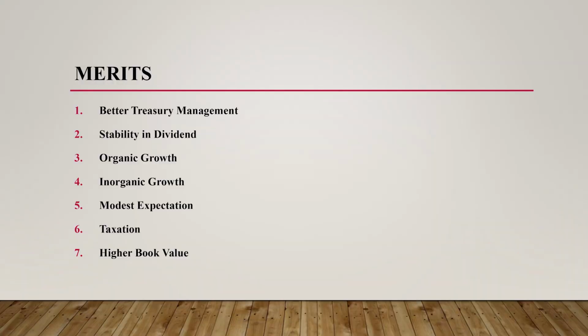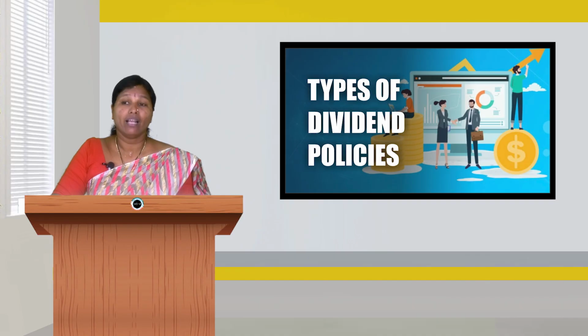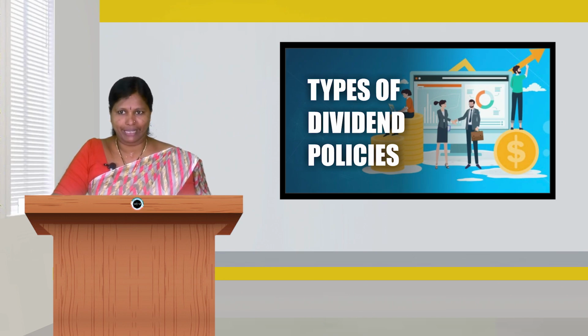And the second one is stability in dividend. Yes, here achieving the normal operation and average profit will enable the company to declare the usual percentage of profit easily. Means year on year fluctuations in profit will not affect the payment of dividend. So this is one of the merits of conservative dividend policy.